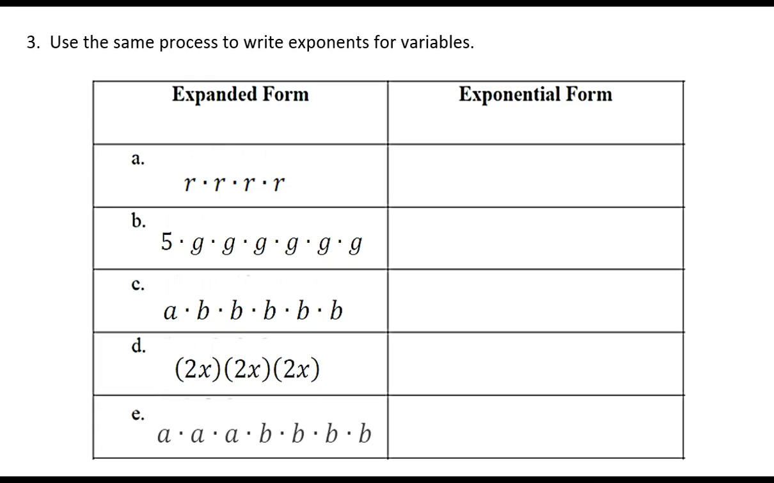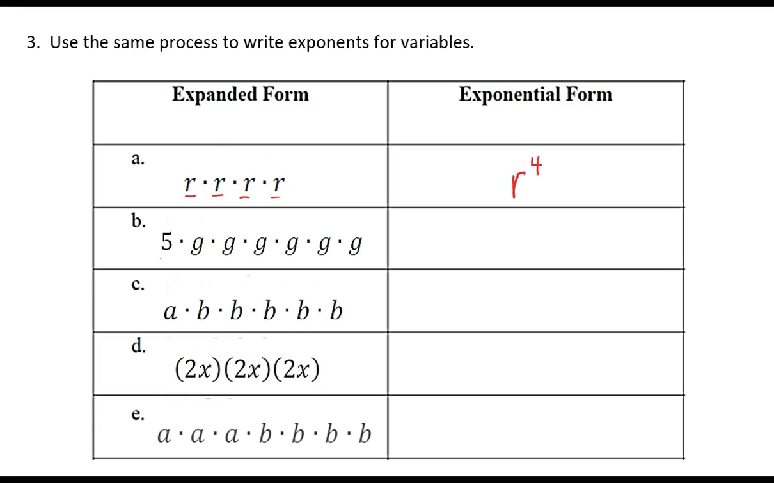Now let's move on to expressing exponents that have variables. The first question shows me r times r times r times r. So r would be my base because that's the number I'm multiplying each time, and my exponent would be how many r's I'm multiplying together. So the exponent would be 4, r to the 4th power. We don't have a simplified version of this because we don't know what the r stands for yet.